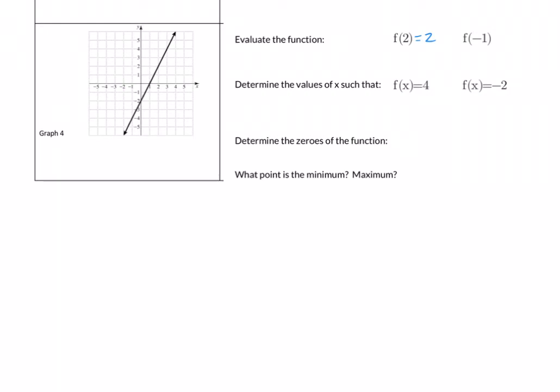All right, f of x equals negative 1. Same thing. We want to go 1 to the left. We're going to go down until we intersect the graph. The y-coordinate here is negative 4.